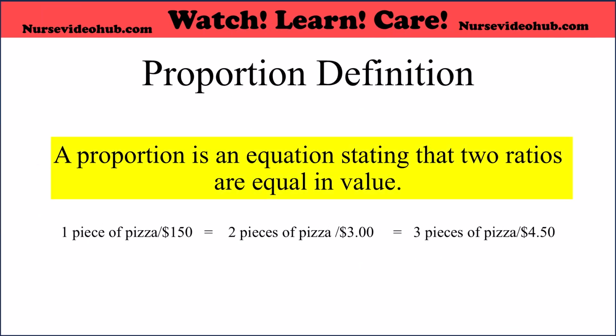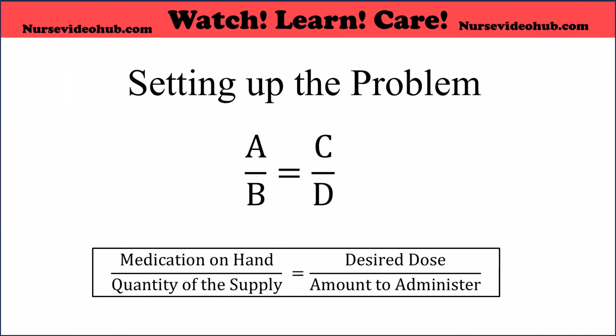A proportion is an equation stating that two ratios are equal. One piece of pizza for $1.50 equals 2 pieces of pizza for $3, which equals 3 pieces of pizza for $4.50. The three ratios are equal in value, so they're said to be in proportion. By cross-multiplying and solving for the unknown, you can determine the correct amount of medication to administer.